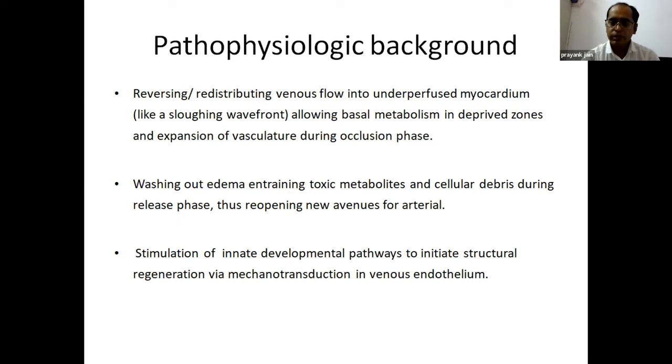So these are the two things which we obtain during a primary PCI of ST elevation MI patients when we face no reflow or slow flow phenomena. There is another application of this PiCSO technique, which is the stimulation of innate developmental pathways to initiate structural regeneration via mechanotransduction in venous endothelium.